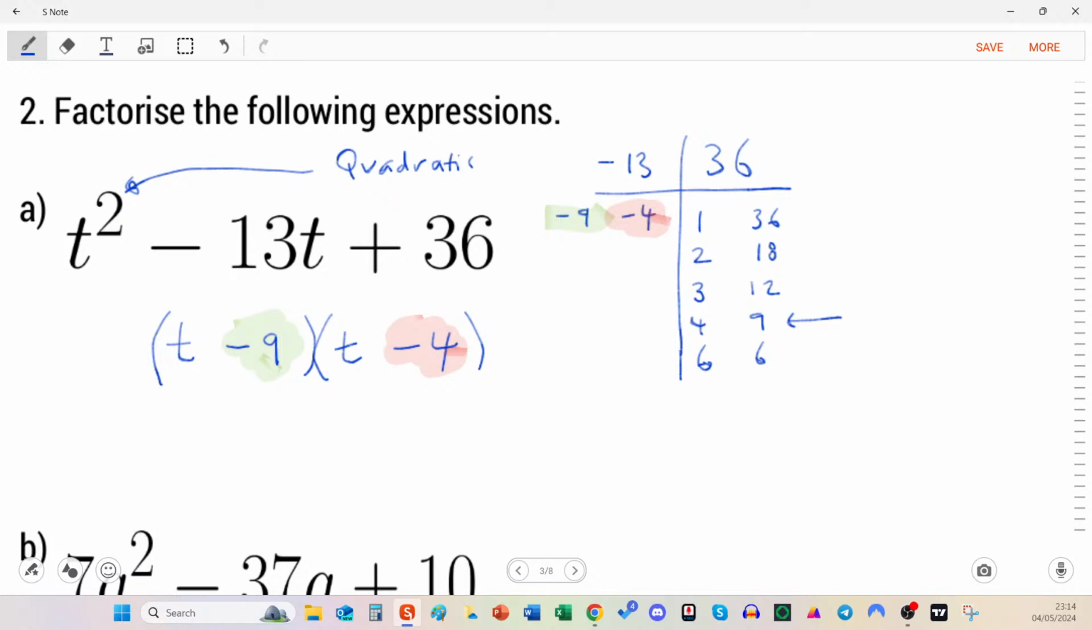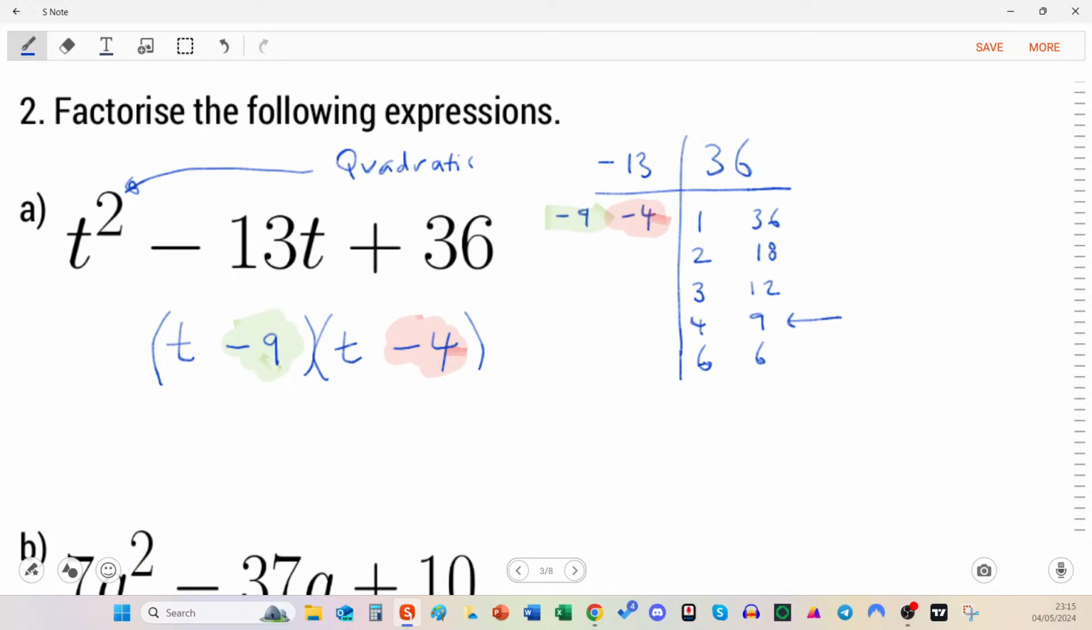If you don't fully understand what just happened, or why that works, you can expand these brackets. So t times t is t squared, minus 9t, minus 4t, plus 36, and you realize that it's the same as the question. So this is an equivalent expression. So we have found the correct way to put it into brackets, and it works. We've factorized it, we've added brackets, and this is the quadratic method.